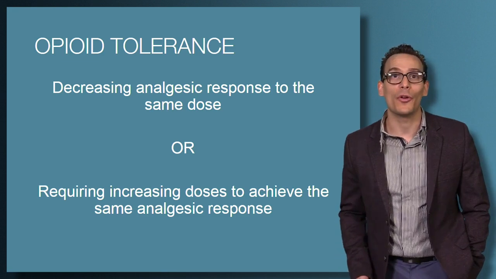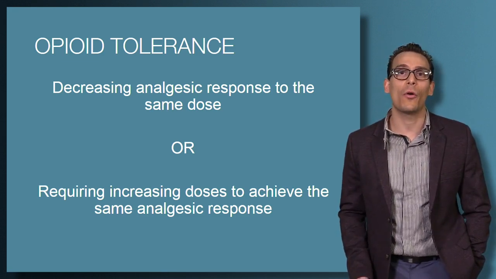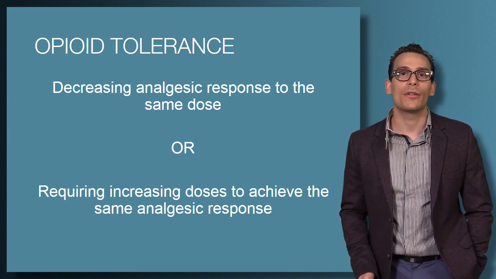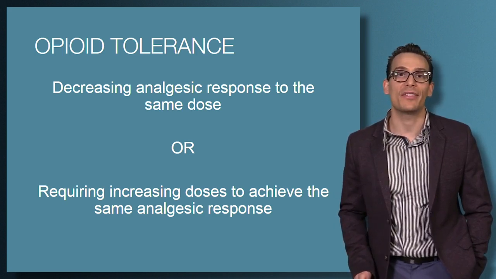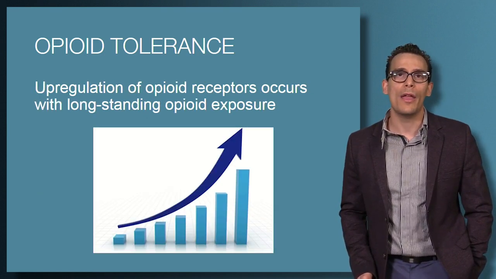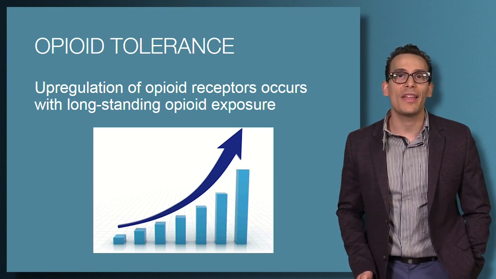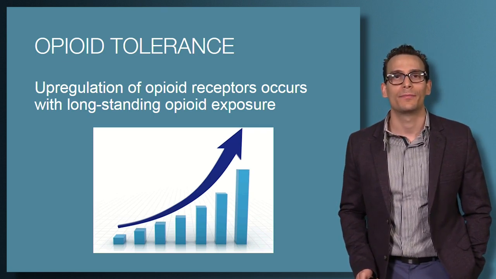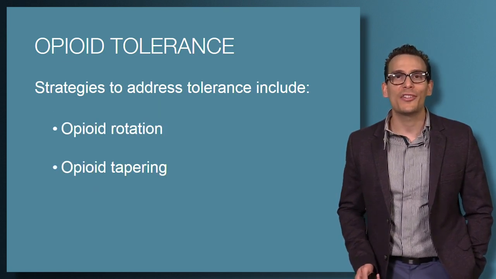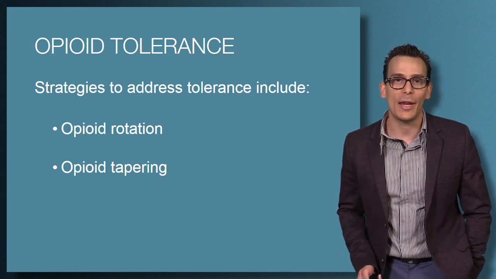This is an example of opioid tolerance, which is decreasing analgesic response to the same dose or requiring increasing opioid doses to achieve the same analgesic response. And this is due to the upregulation of opioid receptors that occurs with long-standing opioid exposure. Strategies to address tolerance includes opioid rotation, as well as opioid tapering.